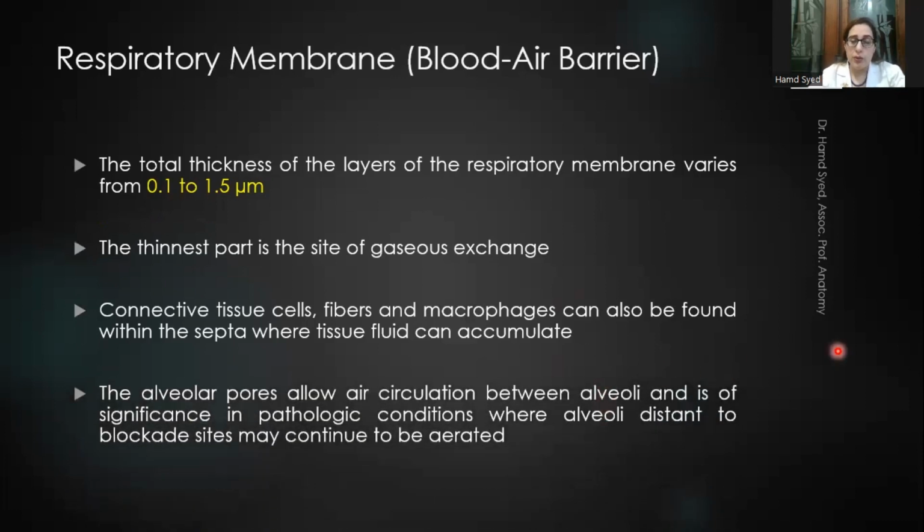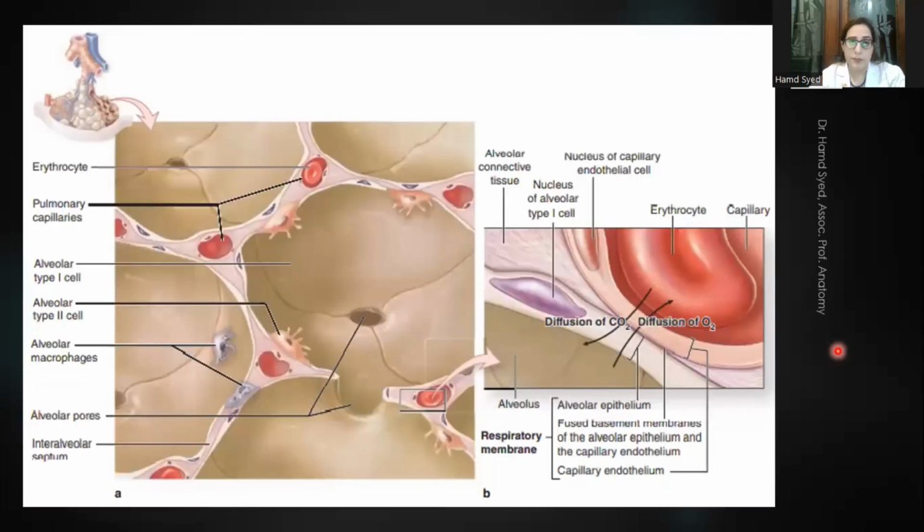The alveolar pores, as I showed you before in the diagram, which are present in the interalveolar septi between the alveoli, equalize pressure amongst the alveoli, and this is more important in case of any pathology where there is some blockage. The alveoli distant to the blockage sites may continue to be aerated because of the presence of these pores.